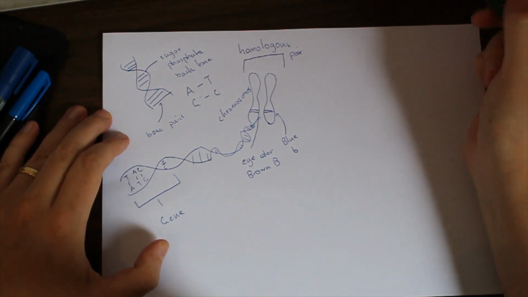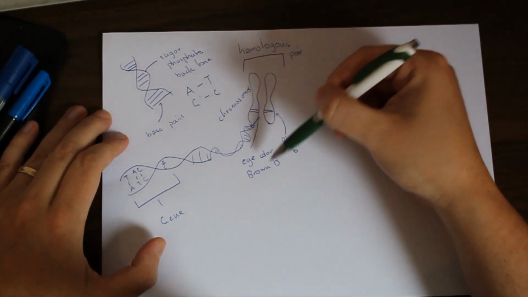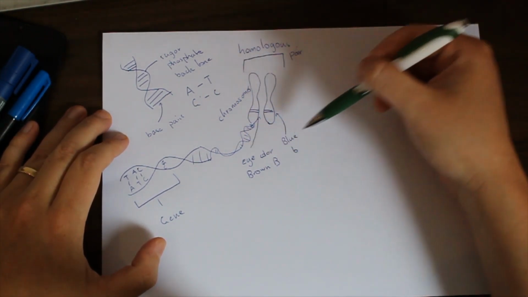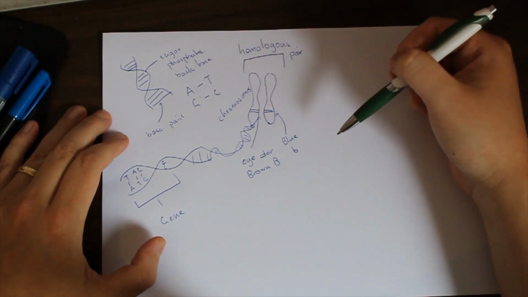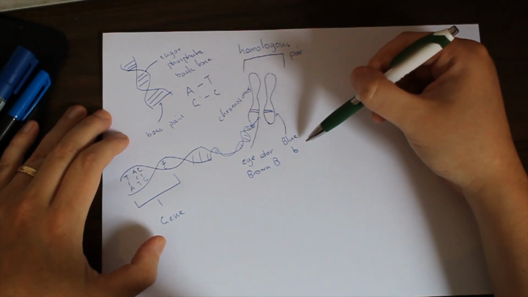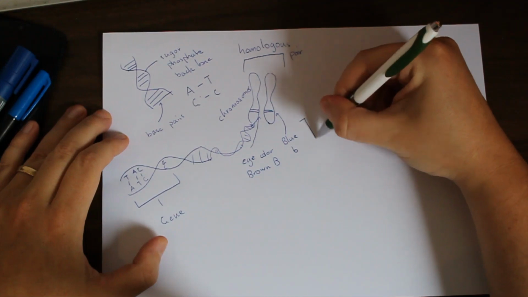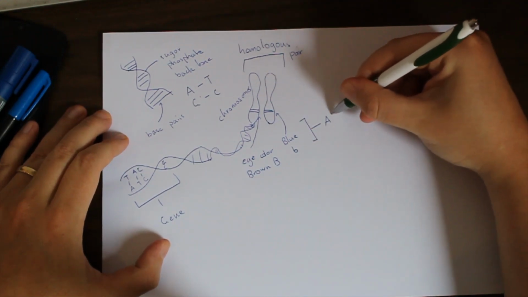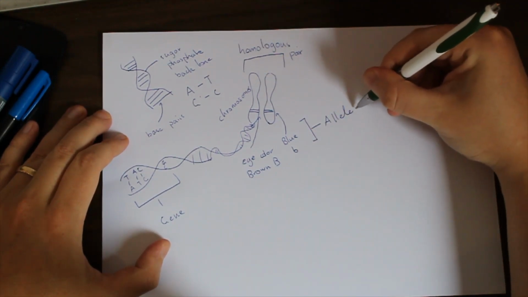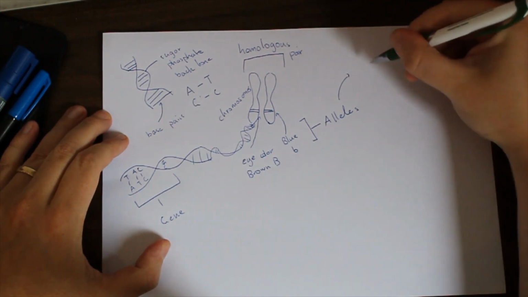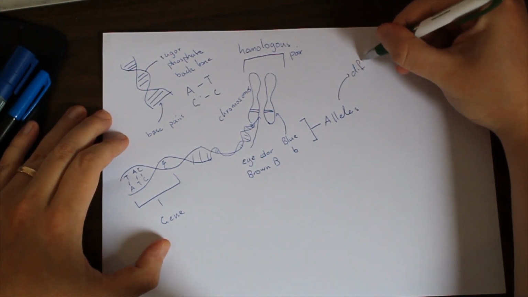Now we've got something strange going on. We've got two genes which code for a similar thing. They code for the same thing, eye color, but they're different versions. Okay, we've got brown and we've got blue. Now these are our alleles. Okay. Now an allele is just a different version of a gene.